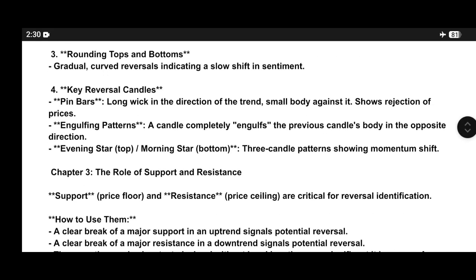Then Chapter 3, which is number 3, we have the role of support and resistance. In this candlestick pattern, in this very topic, the role of support and resistance comes in because support is the price floor and resistance is the price ceiling, and they are critical for reversal identification. I get my point right now.